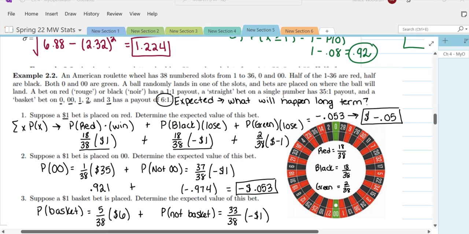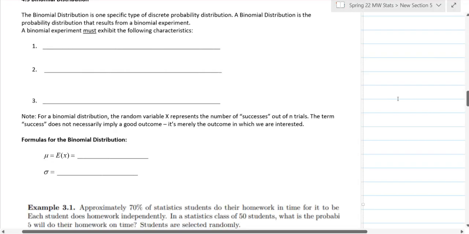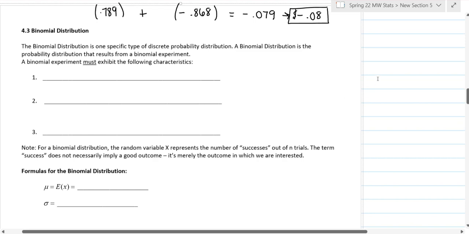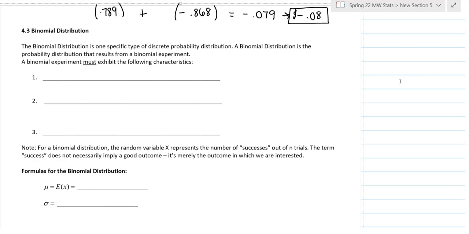And we are going to take a look at 4.3. If it will scroll down for me. There it is. The binomial distribution. Okay, so the binomial distribution is a specific type of discrete probability distribution. Okay, it's pretty easy once you get the hang of it.